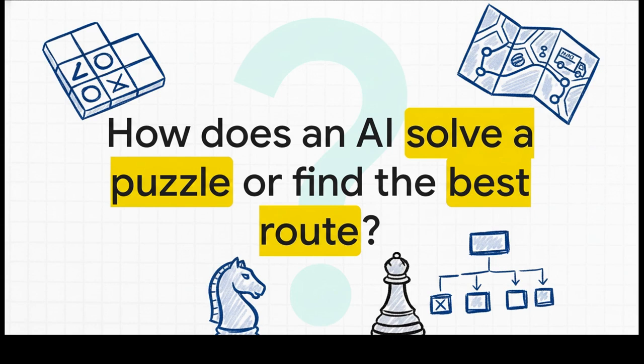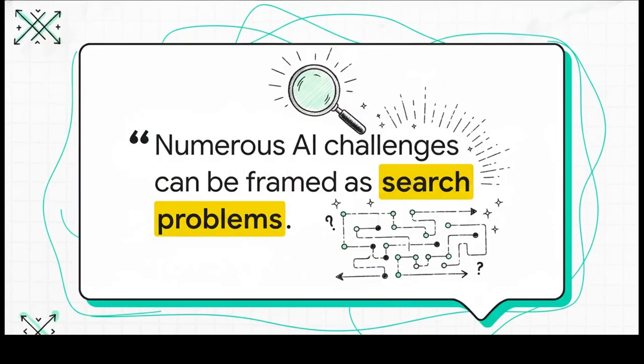How does an AI solve a puzzle, like one of those sliding tile games? Or how does it find the absolute best route for a delivery van? Or even figure out the checkmate move in a chess game? You might think it's some kind of magic, but really it all comes down to pure logic and a solid strategy. And this right here, this is the big idea that unlocks everything.